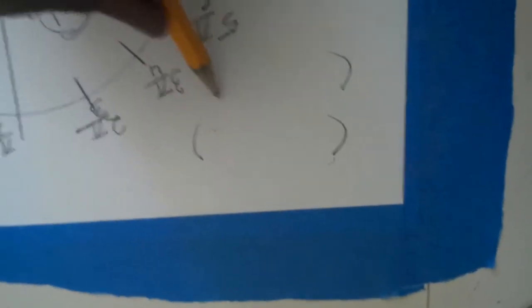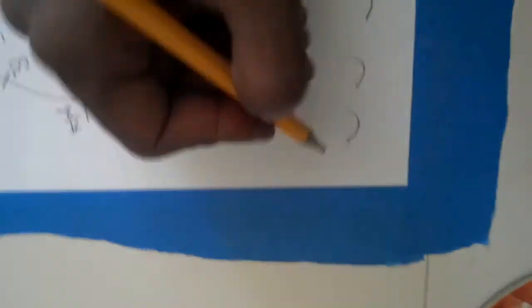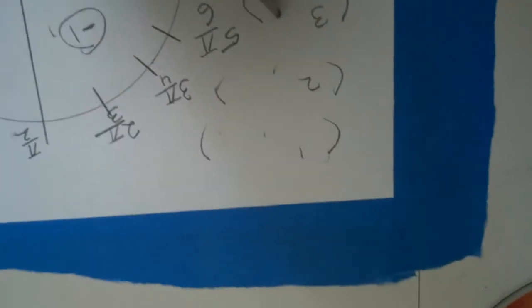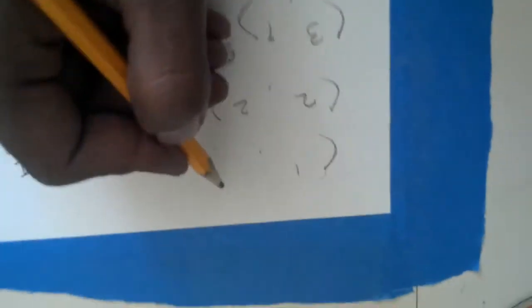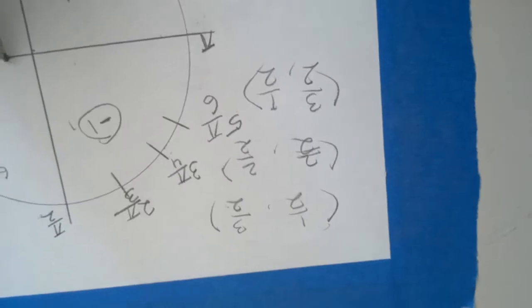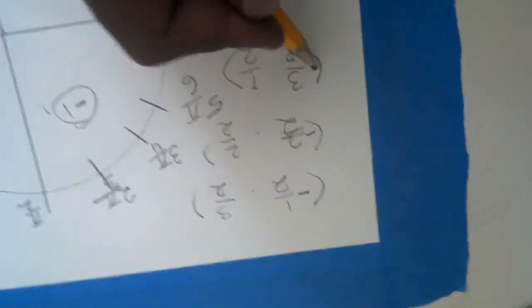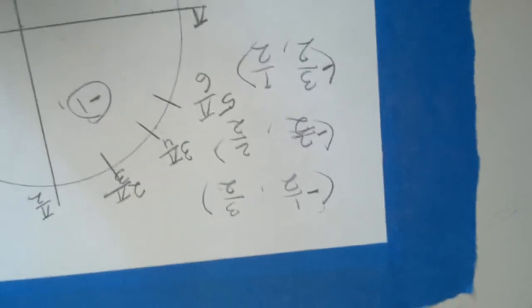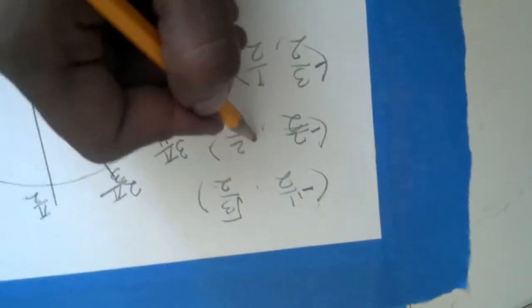Up on top, same thing, ordered pair for each quadrant. Since we're above the x-axis, we start with 1, 2, 3, 1, 2, 3. Denominators of 2. And since we're in the second quadrant, all our x values are going to be negative. And the square root.